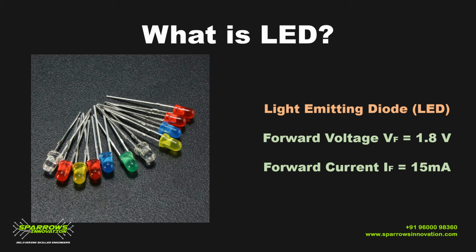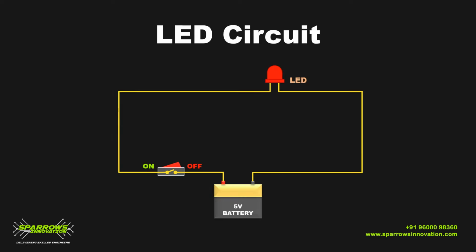First we will learn how we can connect an LED with a power source. For that we will see a small LED circuit. You can see in this circuit you will have a 5 volt battery and a switch, and the LED is connected in series to this switch. So what will happen if you press the switch on? If you think the LED will glow, then it's wrong.